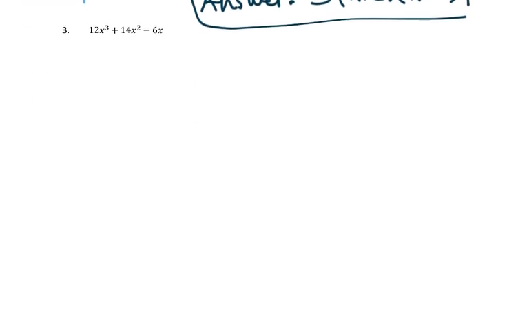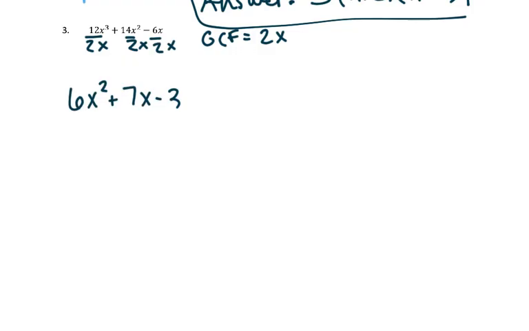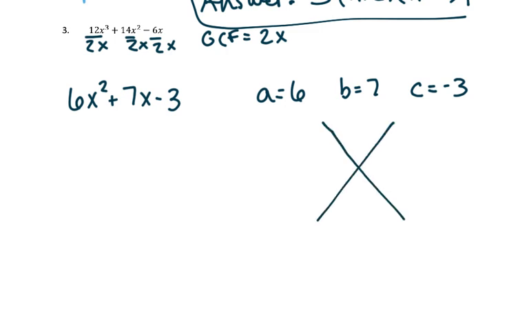Okay, last one. All right, GCF for this first one is going to be 2x this time. So if I divide them all by 2x, I get 6x squared plus 7x minus 3. We'll have a equals 6, b equals 7, and c equals negative 3. On the top, we're going to have 6 times negative 3, which is negative 18, and 7's on the bottom. If you look at your factor sheet, you have 1 and 18, you have 2 and 9, and you have 3 and 6. So again, the top's negative, so we're going to subtract.